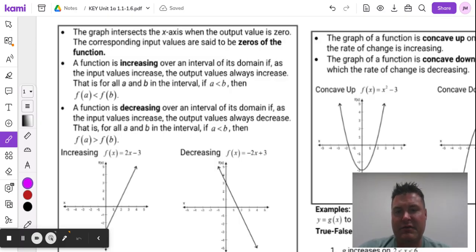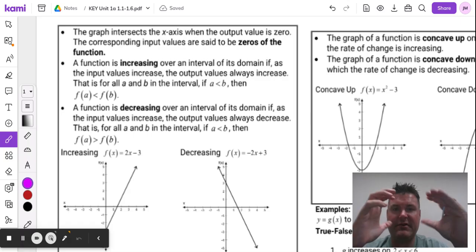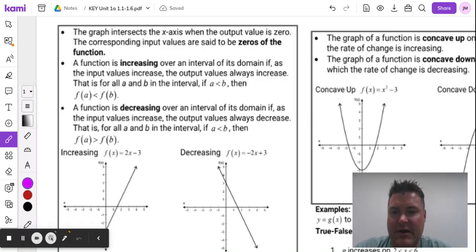A function is increasing over an interval of its domain if as the input value increases, the output values increase as well. So as you're going from left to right on a graph, if the output value is getting larger, we're increasing. It just wants to increase inside the interval, not on the interval. Decreasing is when the output values get smaller as we go from left to right.